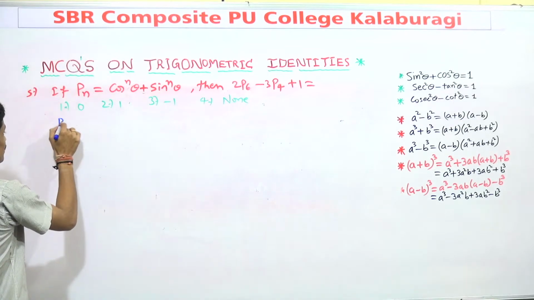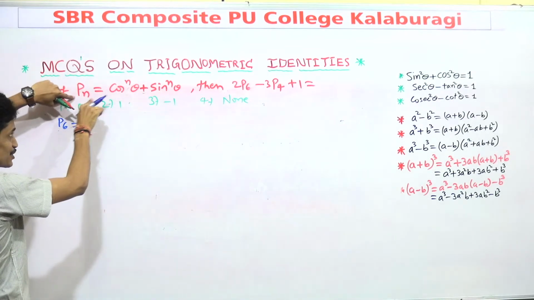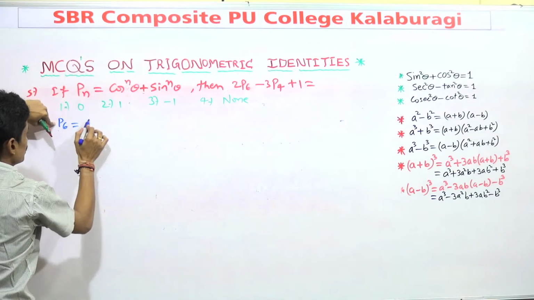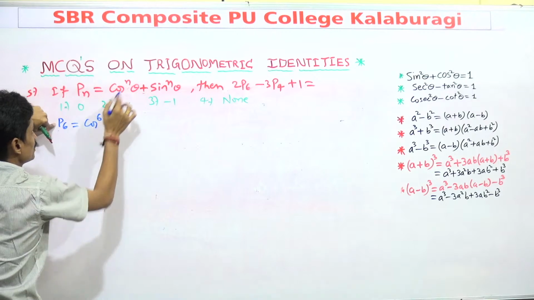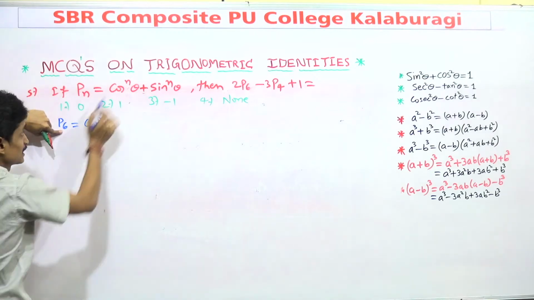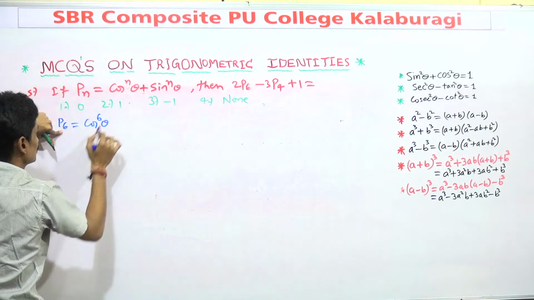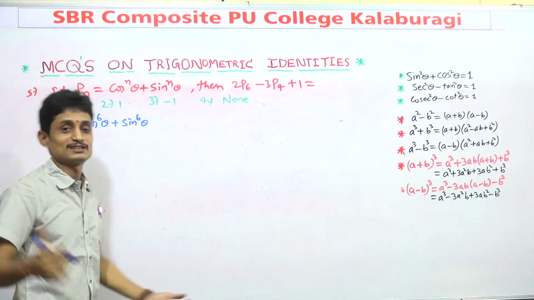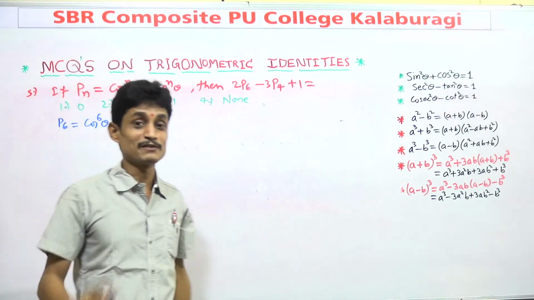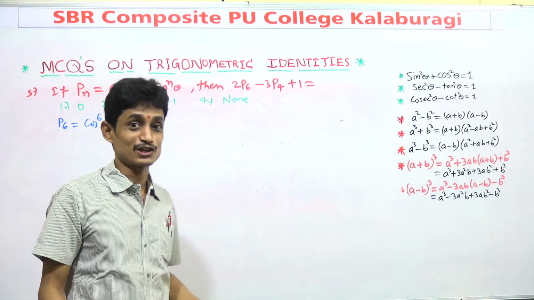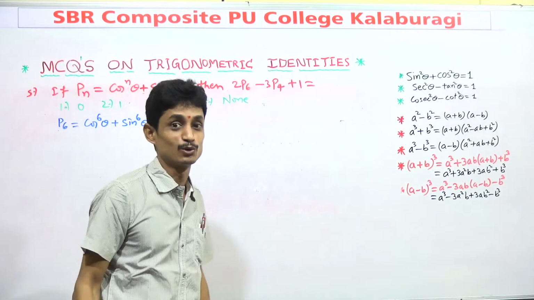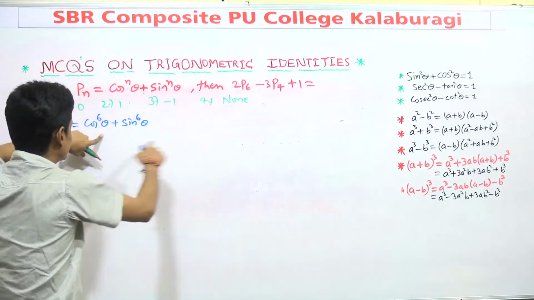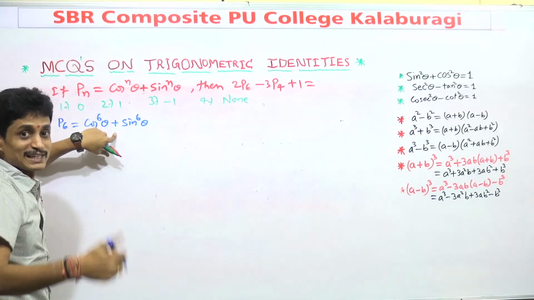First, I will write P6. The general notation is given: Pn means cos power n theta plus sin power n theta. P6 means, I can write, cos power 6 theta plus sin power 6 theta, replacing n with 6. Further you can simplify, don't refer to my solution first. After getting your answer, observe the board until you go back to your own way. One hint I provided: to get P6, just replace n by 6.